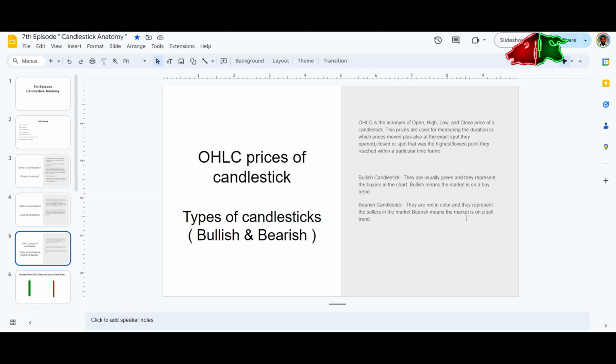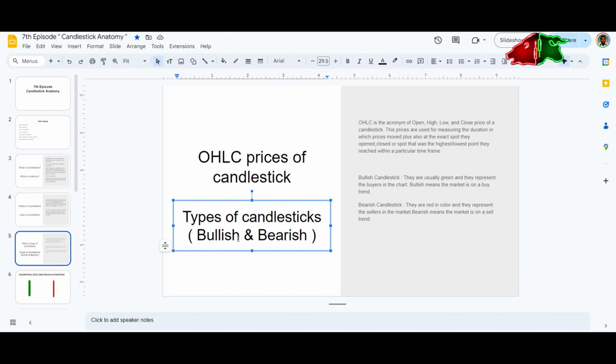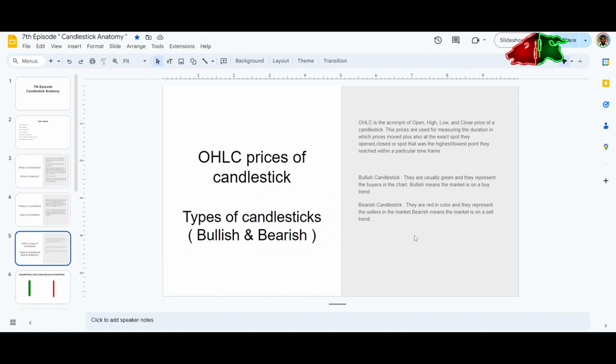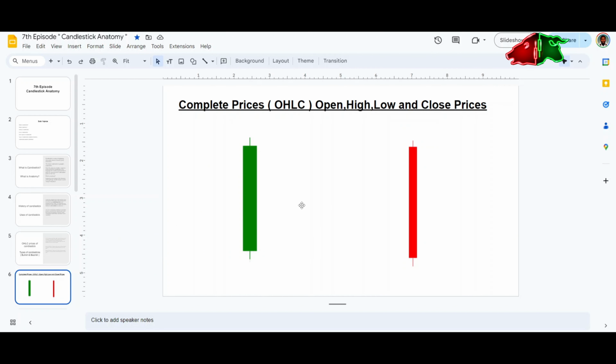So bullish can be called bull. You remove the ISH from it, just the bull. Then bearish, remove the ISH, it can be called bear. You understand? So basically, that is all about the types of candlesticks, bullish and bearish. All right, so we move over to the next one.